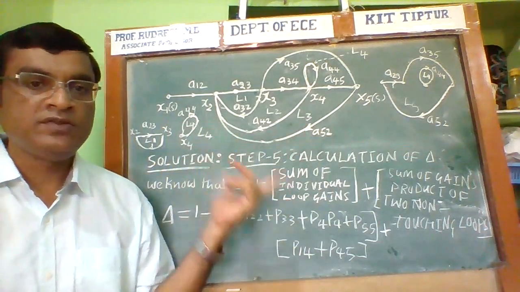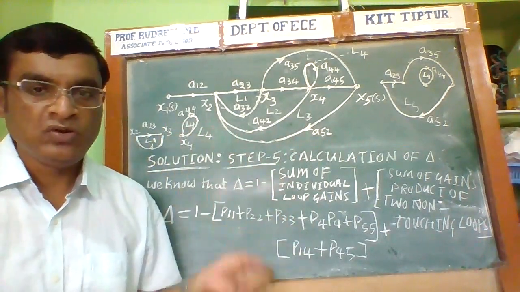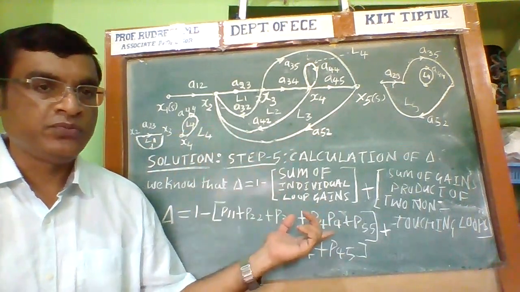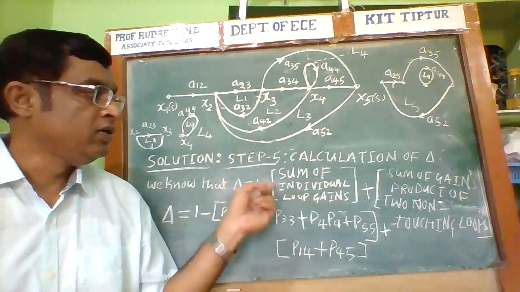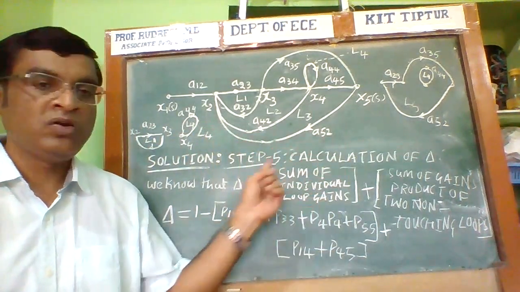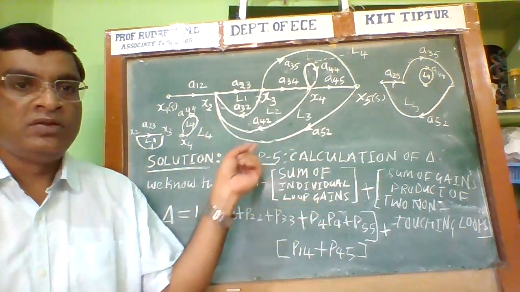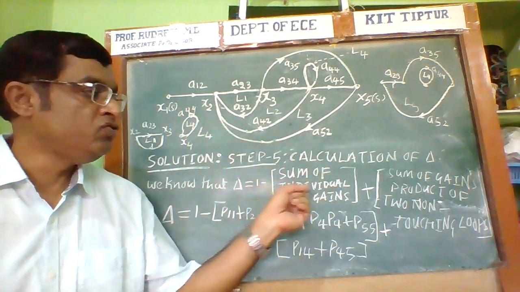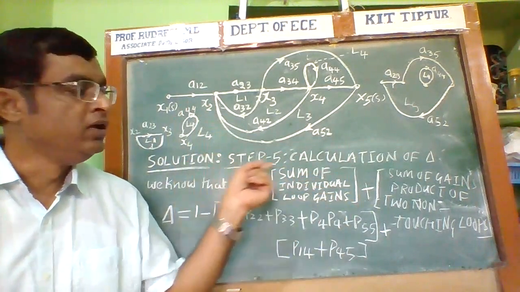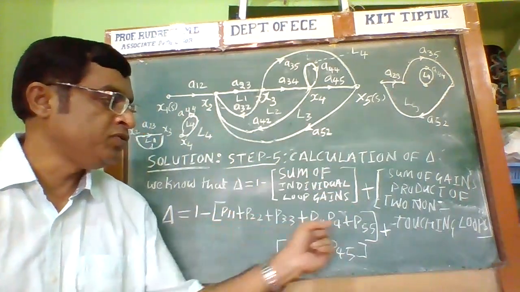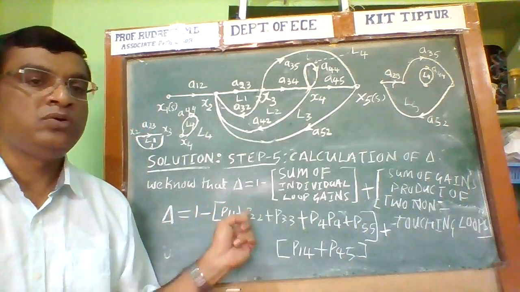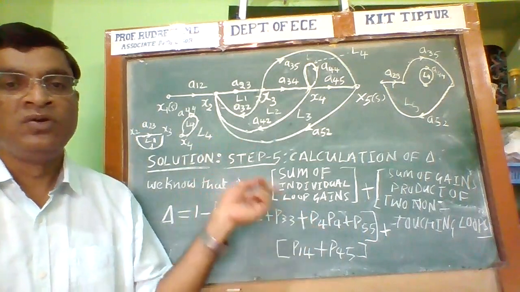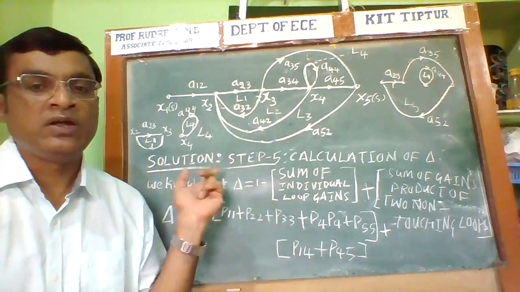So we know that delta is equal to 1 minus the sum of individual loop gains plus the sum of gain products of the two non-touching loops. Therefore, here we need to calculate the sum of the individual loop gains. We have calculated the individual loop gains in step 3. Those values we need to substitute here. P11, P22, P33, P44, P55 are the individual loop gains.